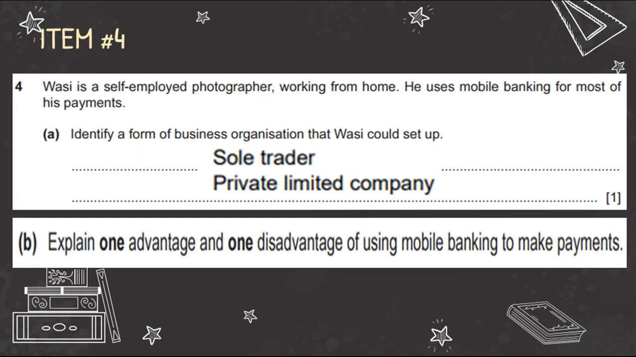Item number 4 is all about Wasi. And Wasi is a self-employed photographer working from home, and he uses mobile banking for most of his payments. Identify a form of business organization that Wasi could set up. He could set up a sole trader. He could be a freelancer, and also he can set up a private limited company.